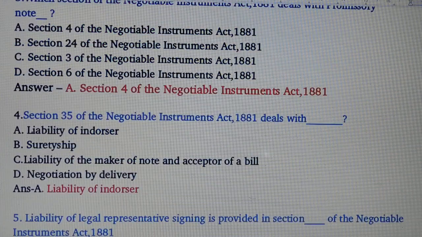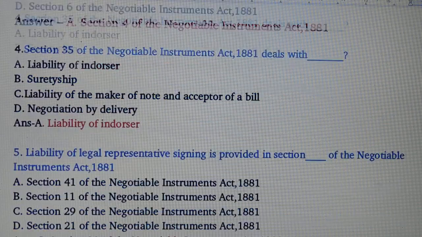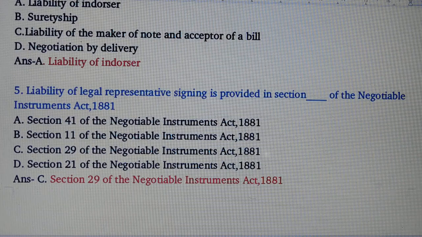Question number 4. Section 35 of the Negotiable Instruments Act deals with, answer is option number A, liability of endorser. Question number 5. Liability of legal representative signing is provided in section dash of the Negotiable Instruments Act 1881. Answer is option number C, section 29 of the Negotiable Instruments Act 1881.